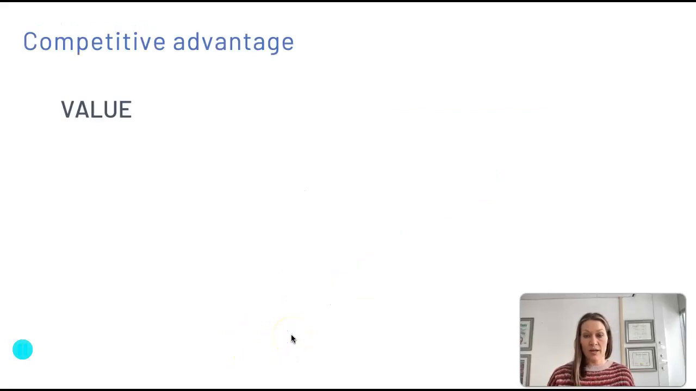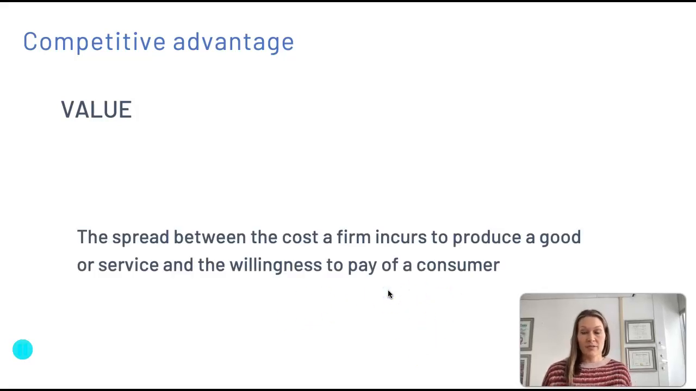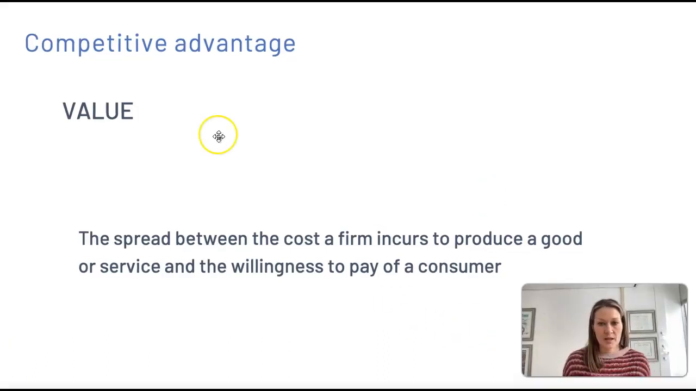So Parag Ghemawat came along and he said, it's a really simple answer: value. Companies have to create value for customers. And in order to do that, they have to control their costs. So competitive advantage, by Ghemawat's definition, is just the spread between the cost a firm incurs to produce a good or service and the willingness to pay of a customer.